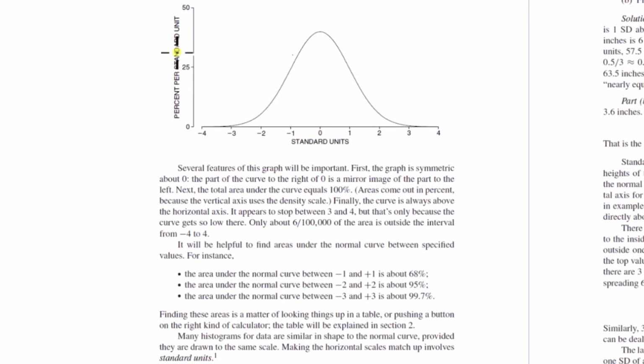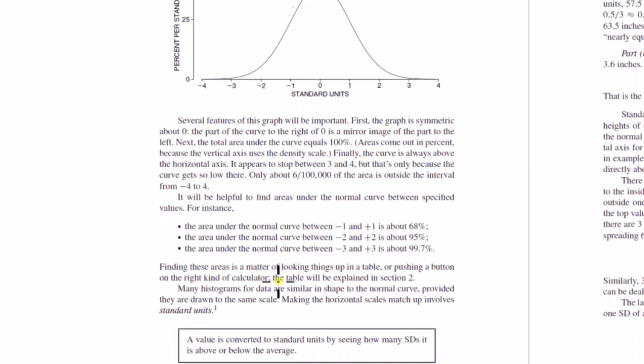If you think about the density scale, the area would be percent per horizontal unit. So if you take this area here, that's the length times the height, percent per horizontal unit times horizontal unit is just percent. So the area between -1 and 1 is 68%. -2 and 2 is 95%. So obviously these units here that they're calling standard units are related to the standard deviation.